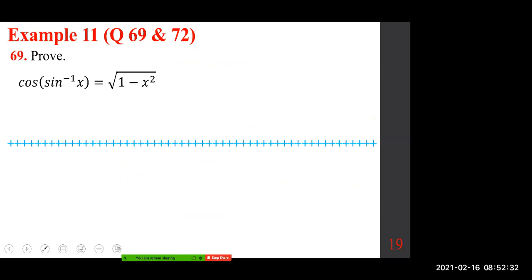Let's look at this one. Cosine of sine inverse is this expression. So we start with sine inverse, and by definition, anytime you are dealing with arc sine, or sine inverse, or cosine inverse, or in general inverse trigonometric functions, you let this one be alpha, beta, theta, gamma, or anything that you like. So if this is theta, by definition, therefore, sine theta is x.